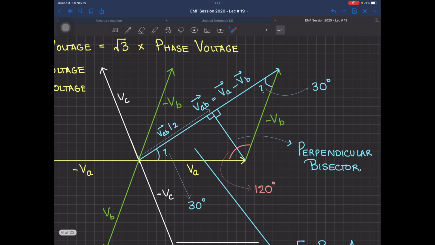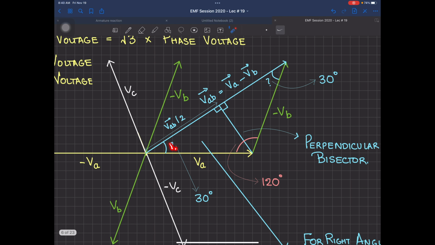What I have done over here, I have drawn a perpendicular bisector. This perpendicular bisector is making this a 90 degrees angle. So I now have triangle 1 and triangle 2 over there. They both are the same triangle. Now over here, can you tell me what is this angle, this one and this one? How 30?